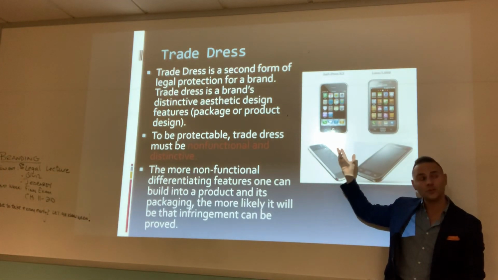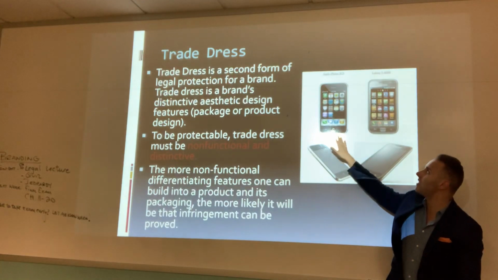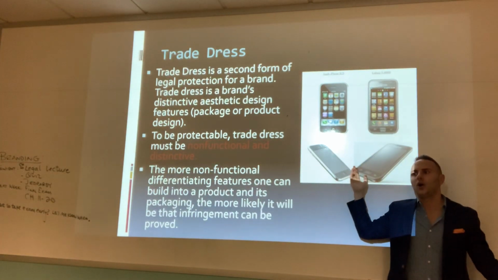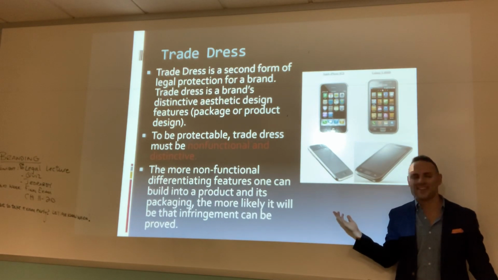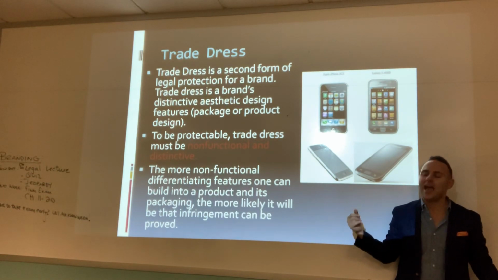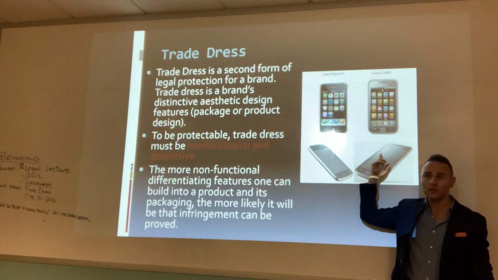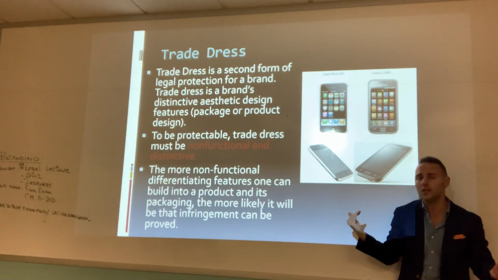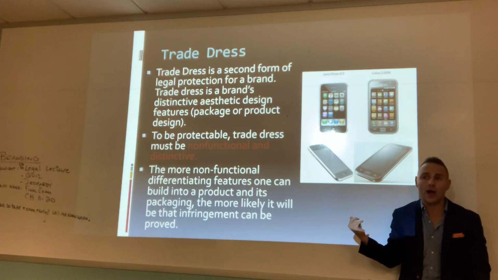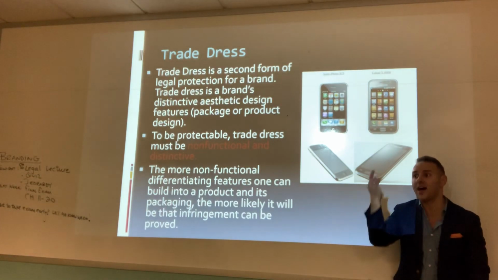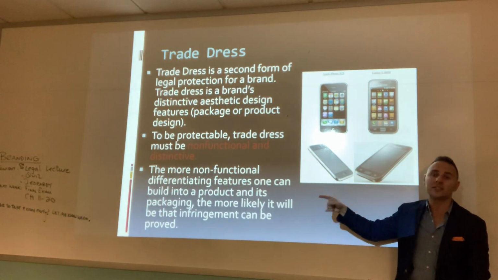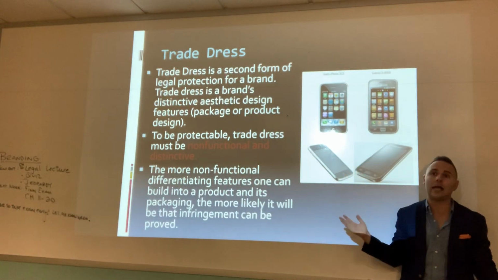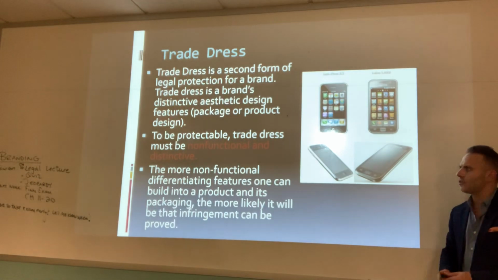Does everybody remember this story? Yeah? So Apple iPhone 3 came out, Galaxy S came out, and what did they both have? Round edges. Yeah, round edges. And Apple sued Galaxy and won. The court determined that the round edges were a distinctive aesthetic trade dress of Apple, and that they were infringing on the design, okay?